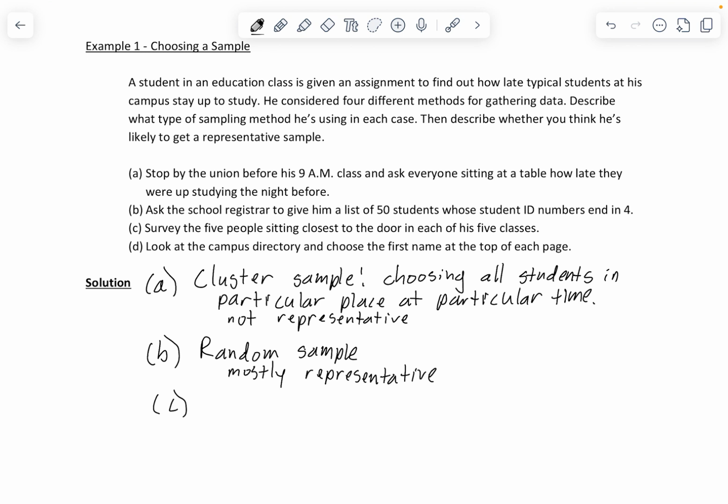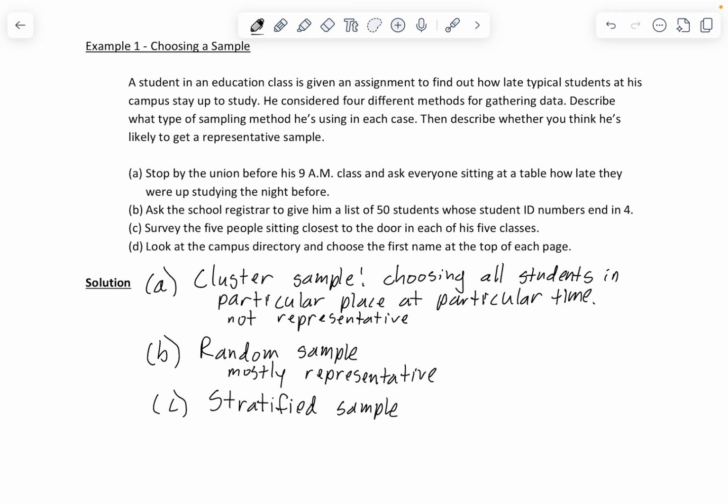C. Survey the 5 people sitting closest to the door in each of his 5 classes. This would be an example of a stratified sample. And the stratified sample, since he's randomly picking subjects from existing groups, which would be the classes.